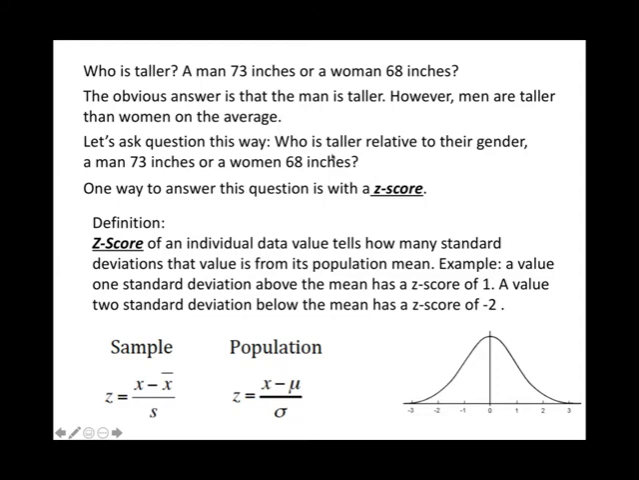So back to these questions. If we want to find out who is taller relative to their gender, the first thing we need to do is convert it to the z-score. Okay, you can't compare these two numbers directly. We have to convert them to the z-score. They do have the same unit now. Now you can compare who is taller.